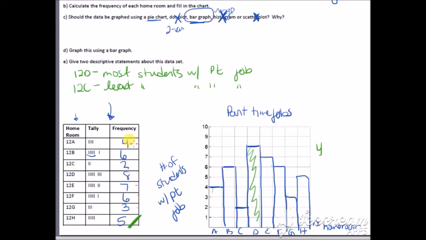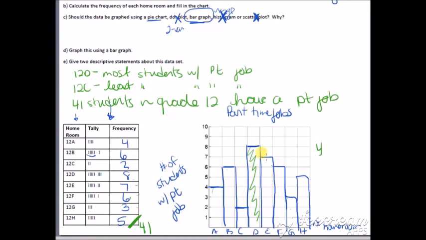Okay, if you want to calculate all of them, we can just tell you here. This is 10, 20, 36, 41. Let's go 41. Okay, 41 students in grade 12 have a part-time job. You can compare too, like classroom D has 2 more students than classroom B, right? You can compare them as well, but those are just a couple of different descriptive statements that we can make.